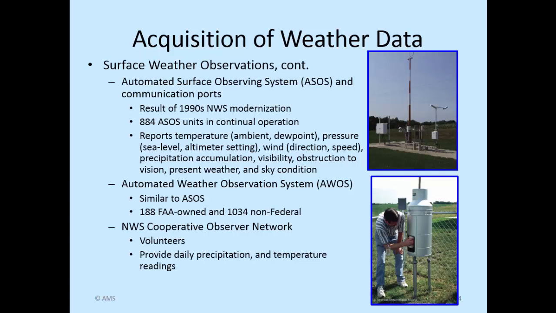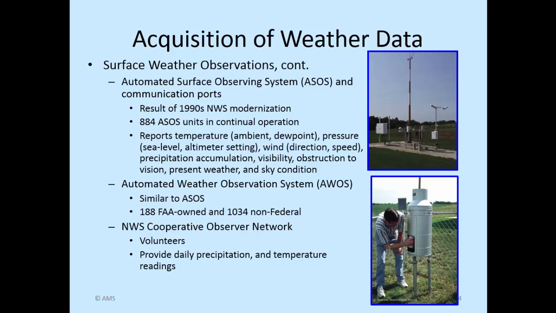So what type of stations do we have? Well, the top here, we've got these automated surface observing systems. We call them ASOS. And we've got almost 900 of these now in continual operation in the United States. And you can see what they report. They report temperature, the air temperature, ambient temperature, dew point, pressure, altimeter settings, wind direction and speed, precip accumulation, visibility, and a number of other things, including sky condition, okay?